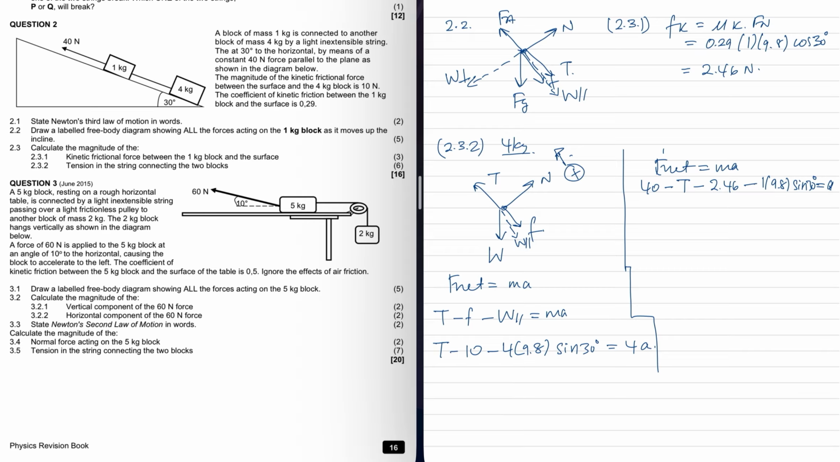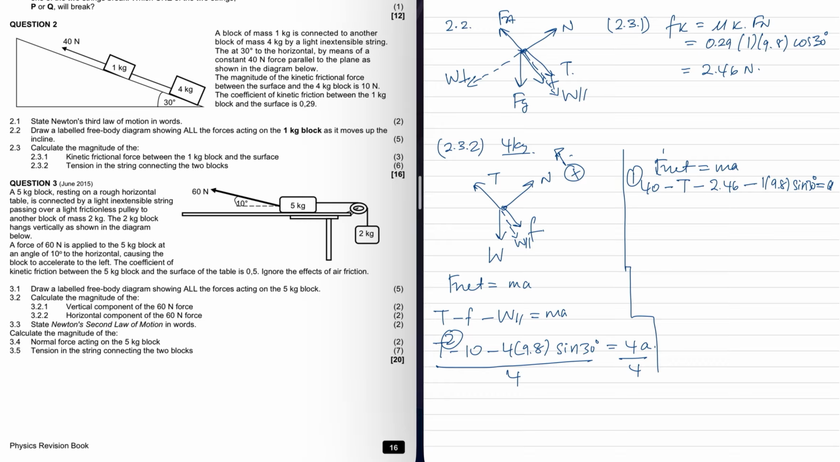Now we can divide this whole side by 4, divide that whole side by 4. We don't need to divide by 1 here since it's still the acceleration. So let's call that equation 1, and we'll call this equation 2. We can then equate and then solve.